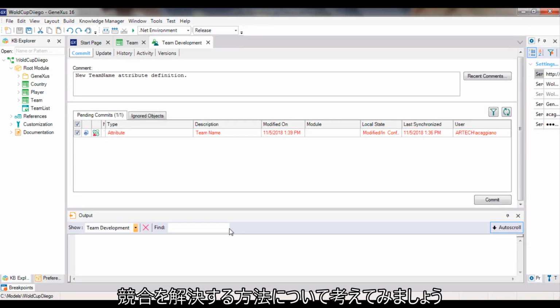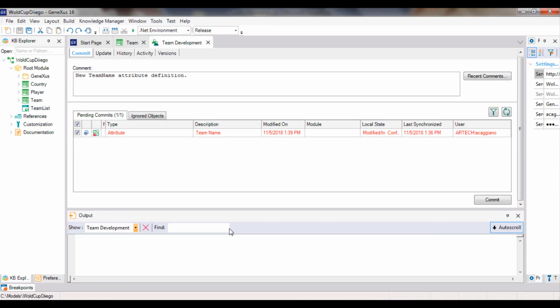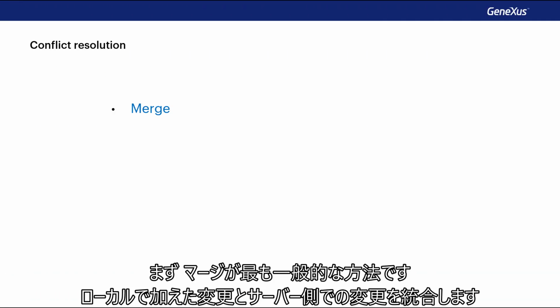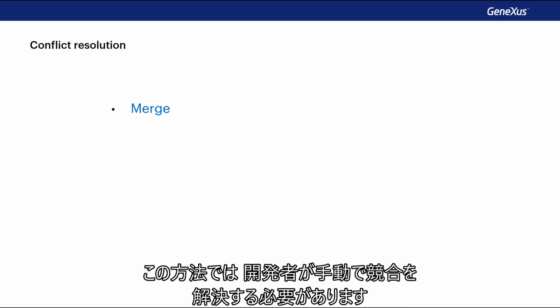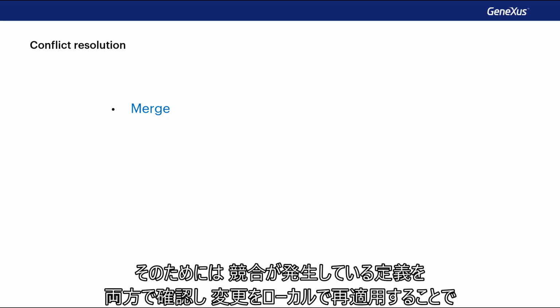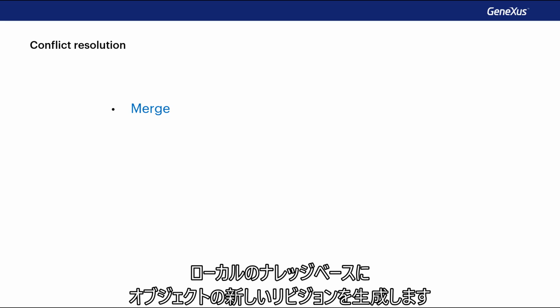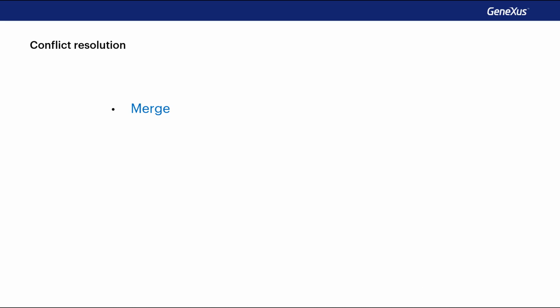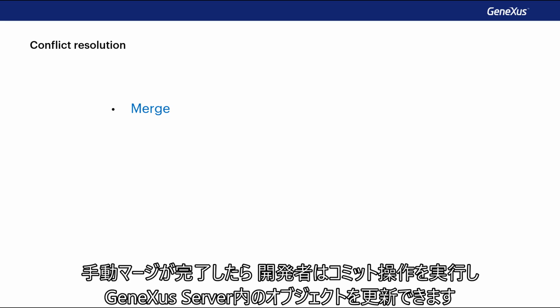Let's see the possible scenarios to solve the conflict. First, merge. It's the most common scenario, where the changes made locally and on the server must be integrated. In this case, the developer will have to resolve the conflict manually, checking both definitions that generate the conflict and reapplying the changes made locally so that a new revision of the object is generated in the local KB. Once this manual merge is made, the commit operation can be performed to update the object in GeneXserver.